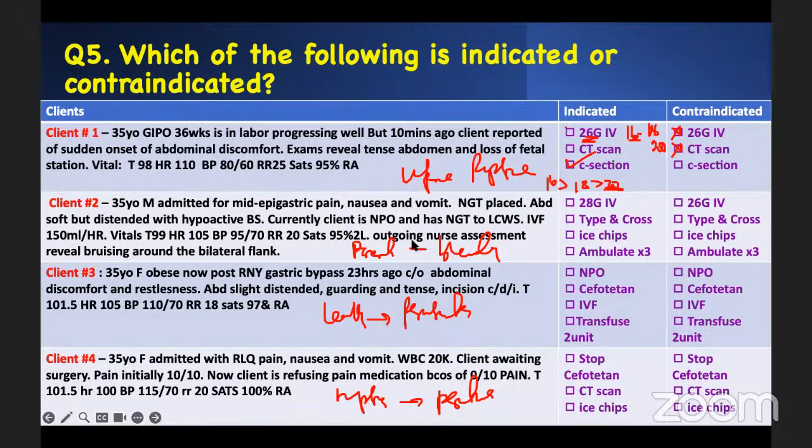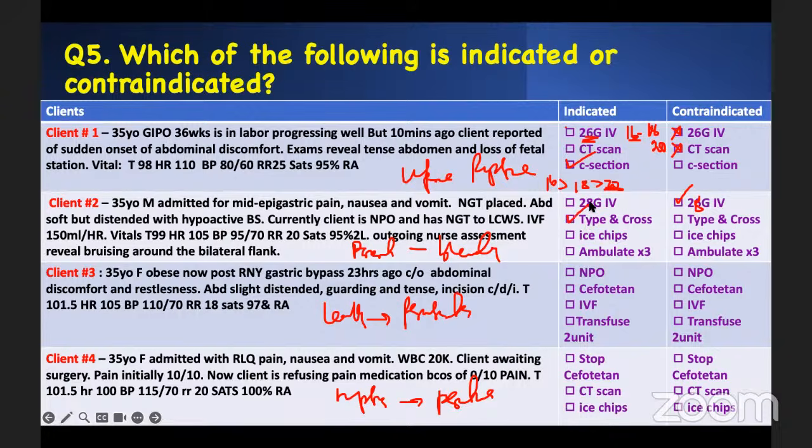The same thing. Pancreatitis, bleeding. You want to choose 28? No way. We're not choosing 28. 28 is contraindicated. Do we want to type and cross this patient? What do you think? Patient is bleeding. We've got to prepare to transfuse the patient. So this is indicated.